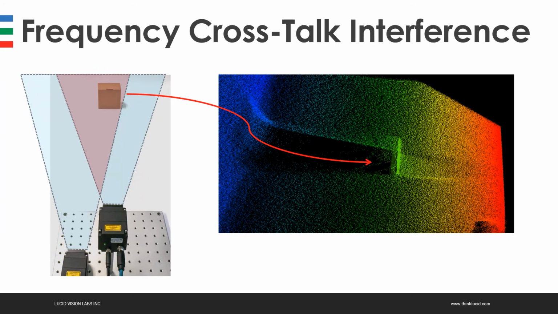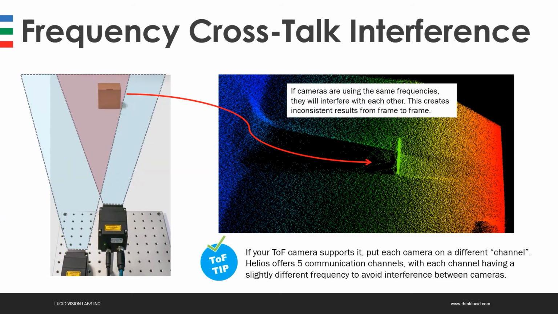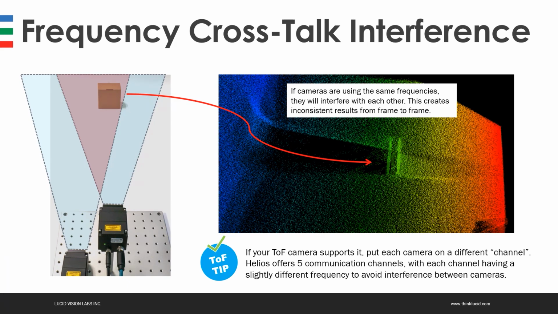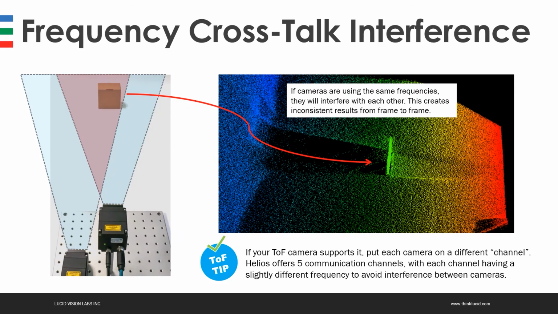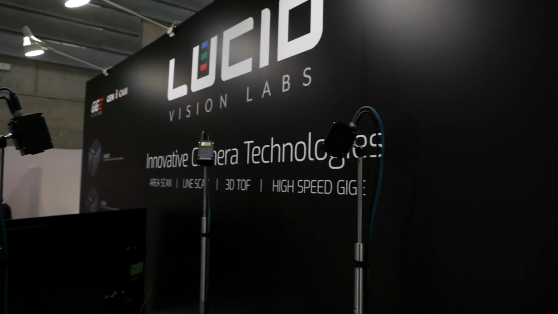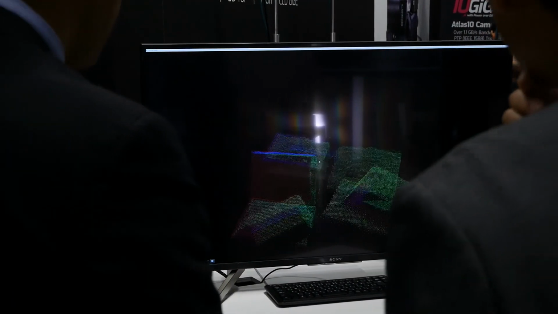What you want to do is set each unit on a separate frequency channel, if your camera supports that. We call them communication channels, and the Helios supports up to 5 of them, with each channel's frequency being just slightly different enough to avoid interference. So for example, if you have mobile robotics where their paths might crisscross, or if you're setting up a multiple ToF application, this is something you'll need to set for each unit. Here we're demonstrating 3 Helios cameras working in the same space without any interference, and stitching together each one's point cloud to view in real time.